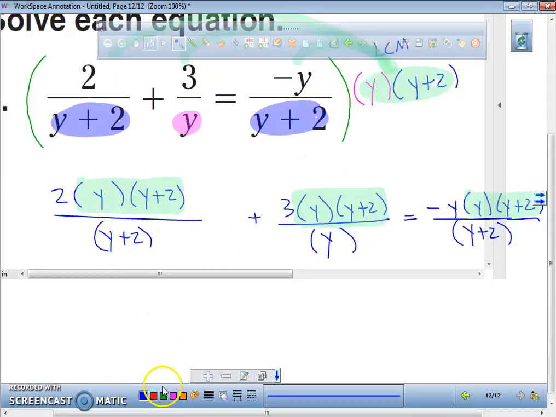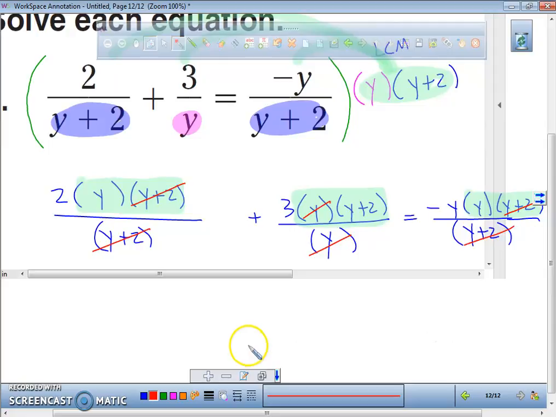Now, why did I multiply everything by a y and a y plus 2? What's going to cancel out here? I'm going to do it in red and make it bleed. The y plus 2s, I like it. Yes, the y plus 2s will cancel out. What's going to cancel out here? The y's, they cancel out. What's going to cancel out here? The y plus 2s. The whole reason we did this is so that we could get rid of all those ugly y's in the denominator.